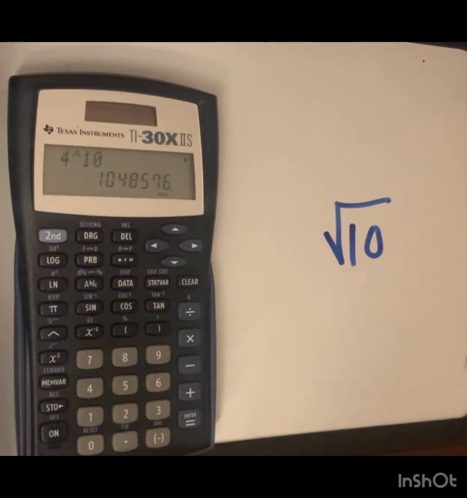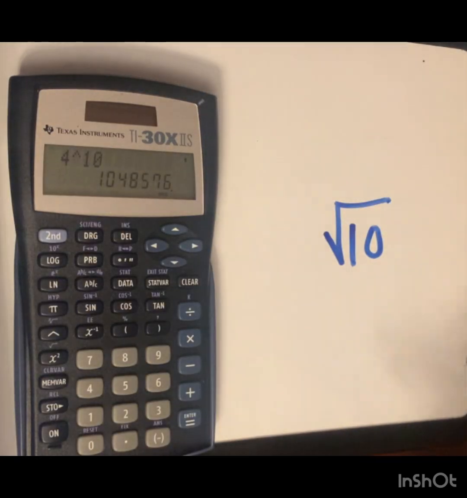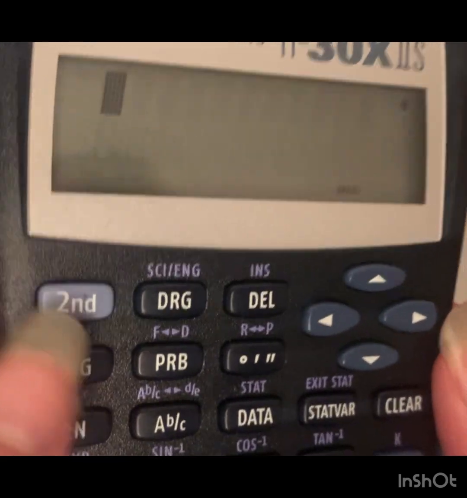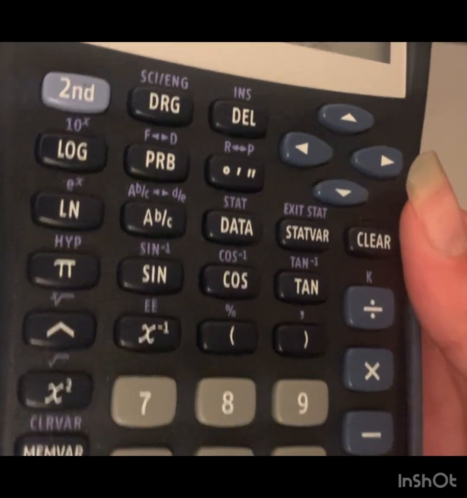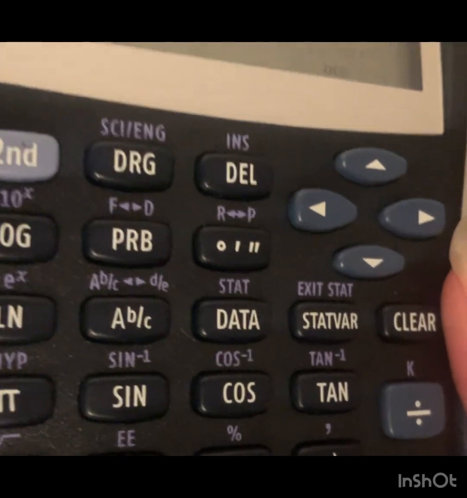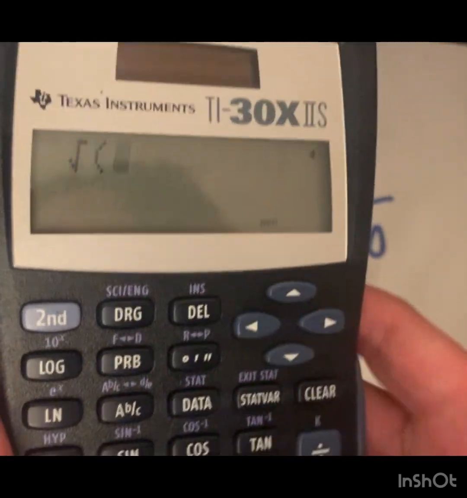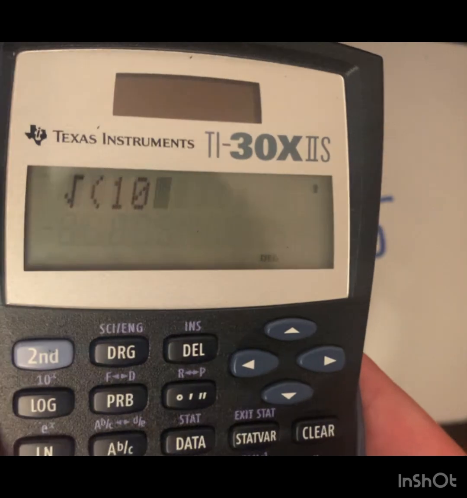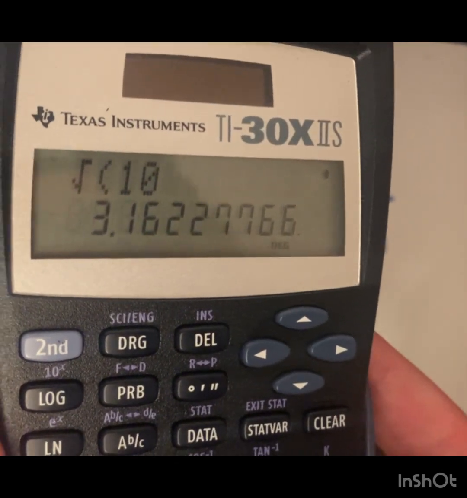Okay, so now we're going to see how we can square root a number. In this occasion, it's going to be 10. What you're going to do is hit second, and then hit x to the power of 2. After you hit x to the power of 2, it'll create that square root, and then you just insert the number. In this occasion, it's 10, and it will give you 3.16.